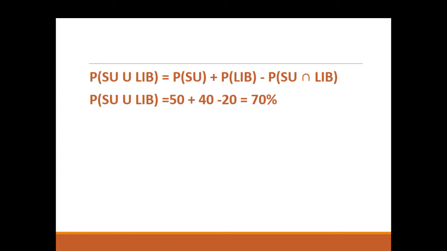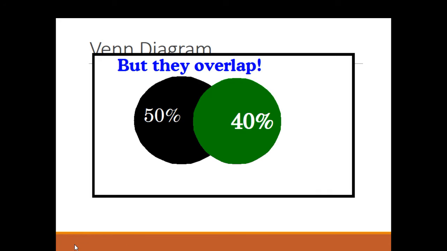Well, the answer is probably student union, union library. And I know that sounds funny. Student union, union library equals probably a student union plus probably a library minus the probably a student union intersect library. So that's 50 plus 40 minus 20 is 70. Nice and easy math, yes? Just took the numbers from the last slide, stuck them in an equation, got 70%.